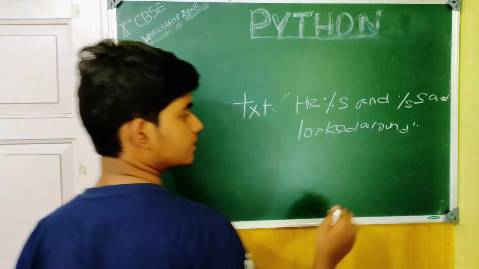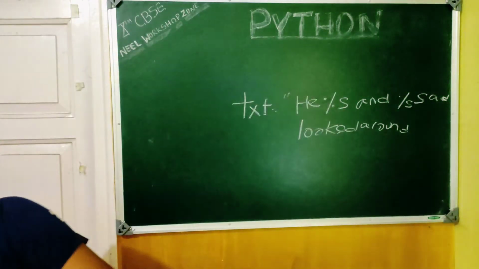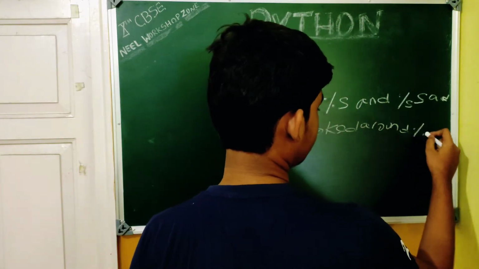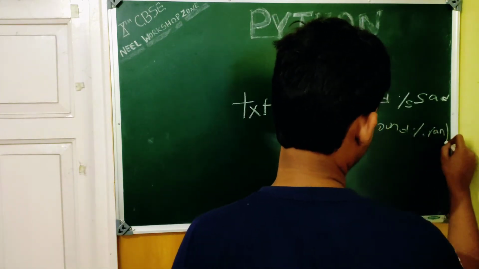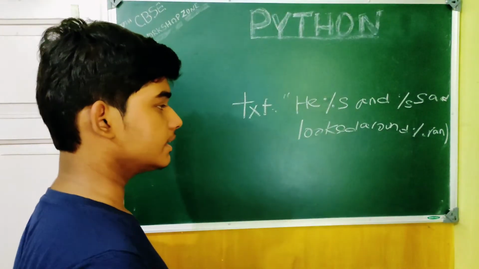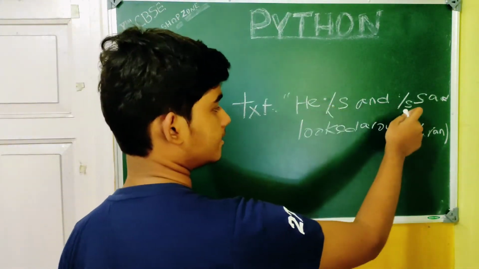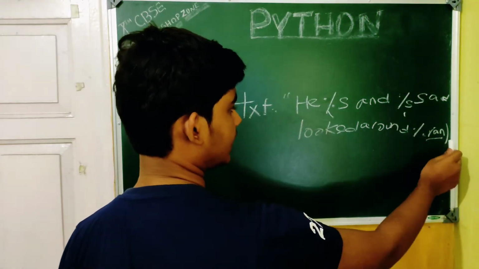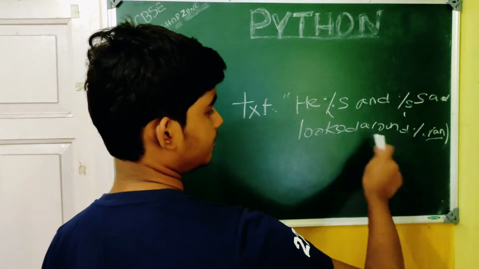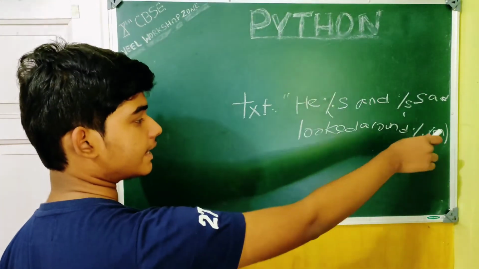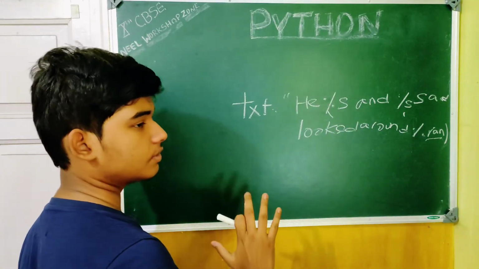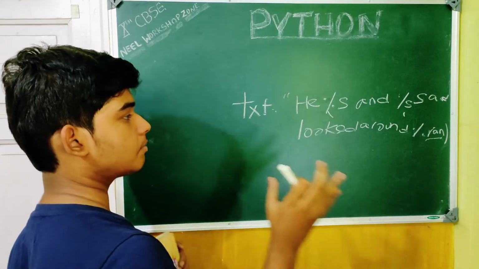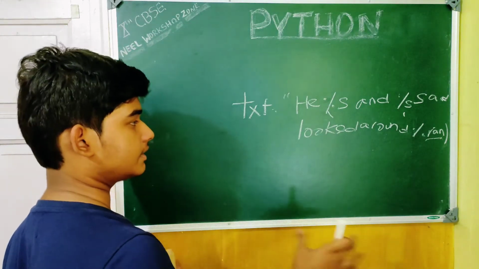So what you can do here is use the percentage symbol and here write ran. By doing this, it replaces all the percentage symbols that we have used with the string ran. So it replaces these %s with ran, so it comes as he ran and looked around. So that will be the output. So that is string formatting, basically where you replace certain parts of a string or a sentence with other text.